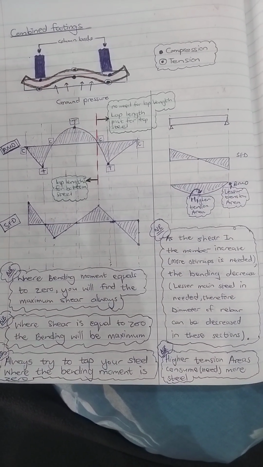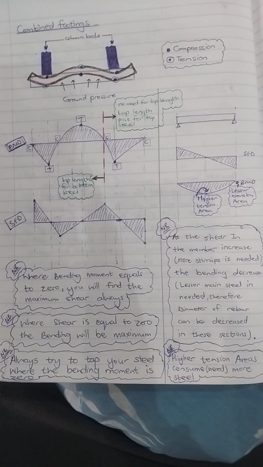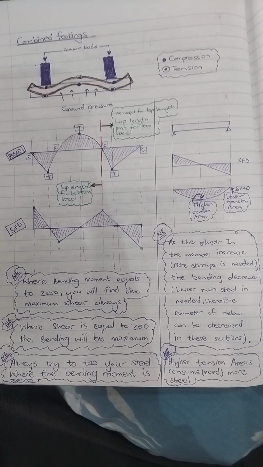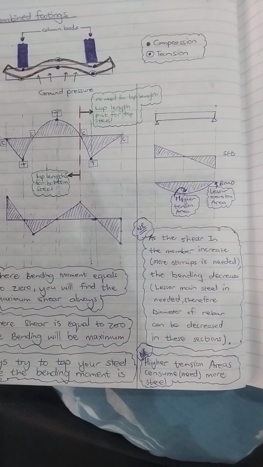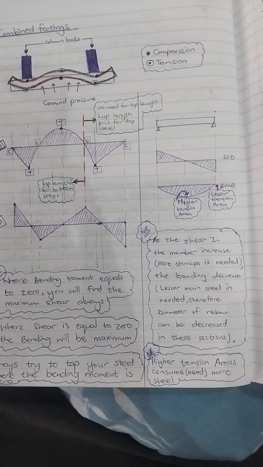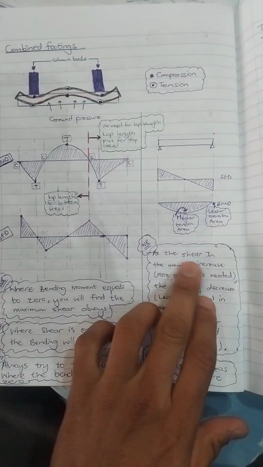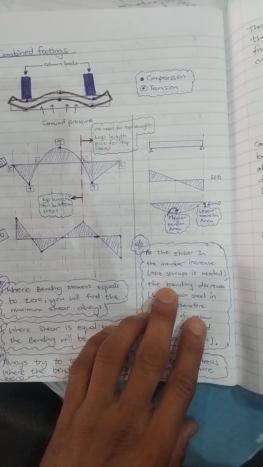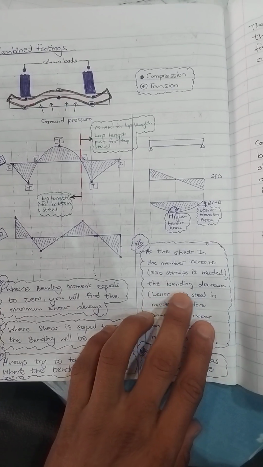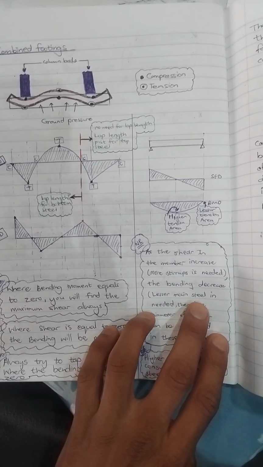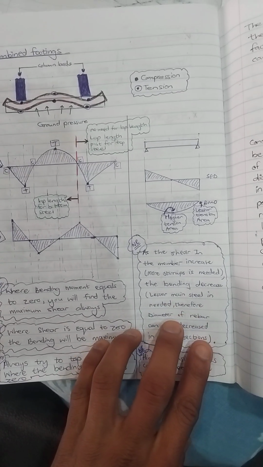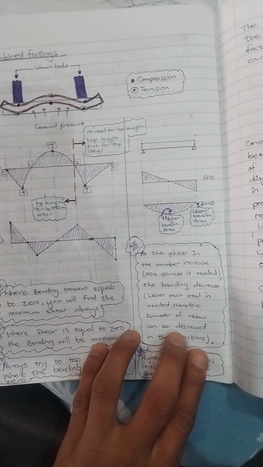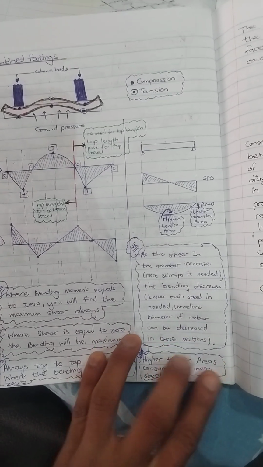It's difficult to use a tension lap. Usually we use compression laps where we lap 2 steels with each other, and then basically we just say as the shear in the member increases, more stirrups are needed. And then we say if the bending moment decreases, less main steel is needed. Therefore, the diameter of rebars can be decreased in these sections.